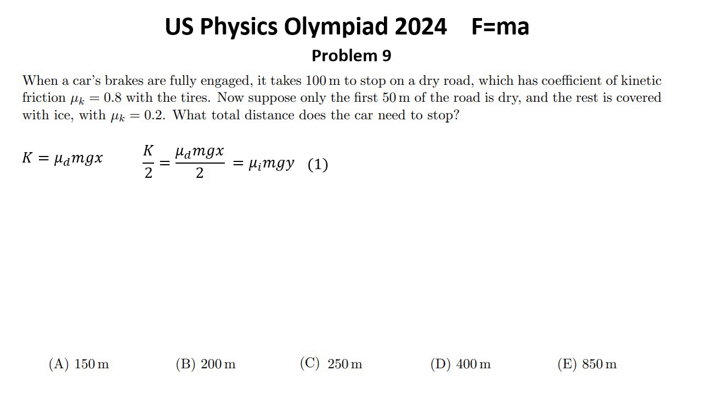In the second case we use half of the kinetic energy for the first 50 meters and the other half for the ice road, which gives equation 1. So from here we have that the distance on the ice road is 2x. And the total distance d equals x over 2 plus 2x, which is 250 meters. This is answer C, and that was the solution for problem 9.